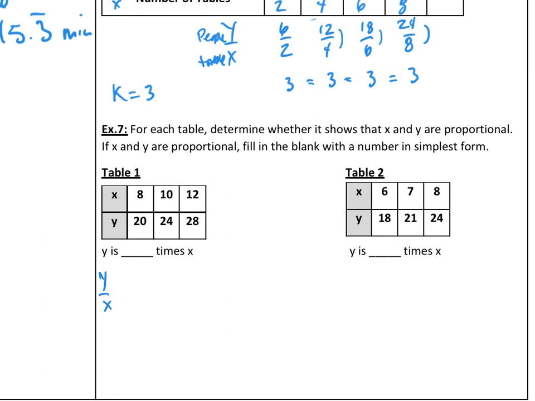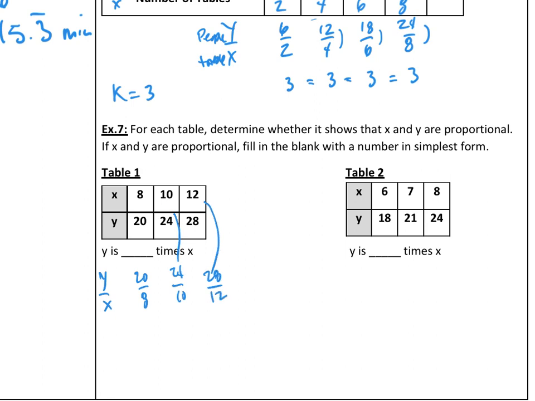Okay. And if you get y over x on each one of them, and it's the same unit rate when you simplify it, then it's proportional. If it doesn't have the same unit rate, it's not proportional. So if I look, I have y over x. This is 20 over 8. This one is going to be 24 over 10. This one's going to be 28 over 12.